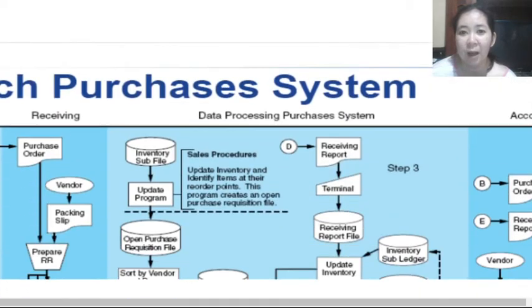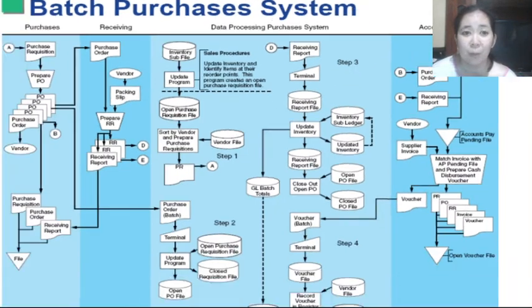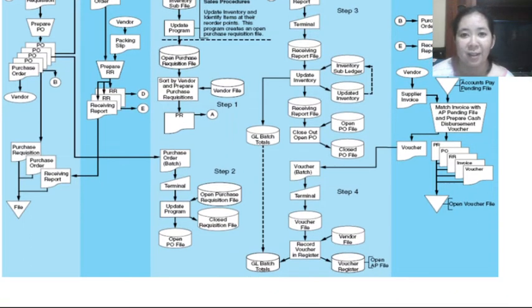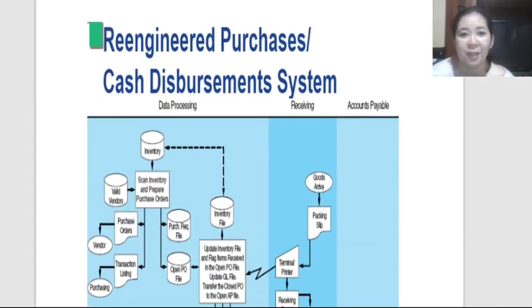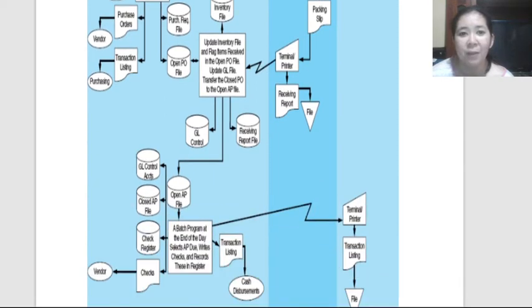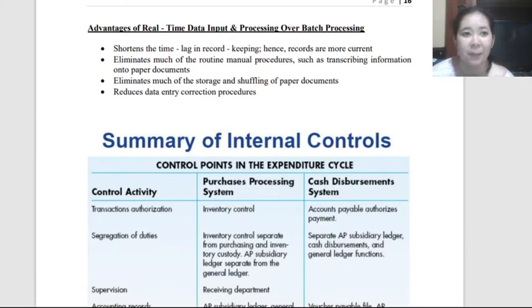Those are the tasks that the computer can do for the purchase or the cash disbursement. So this is how a batch purchases system takes place in an illustration. So re-engineering. Actually, we have mentioned this in the discussion earlier. It was just illustrated this week.